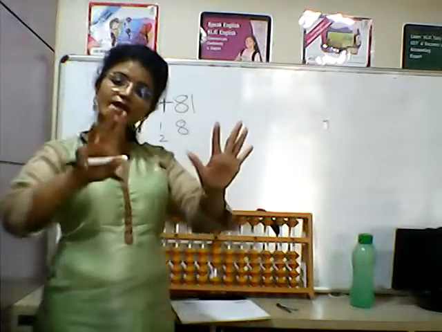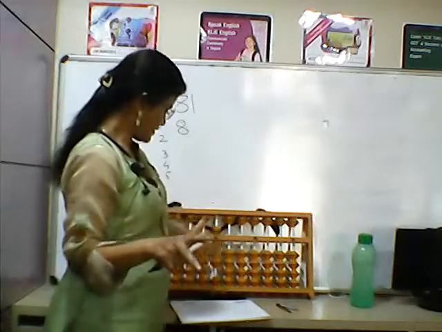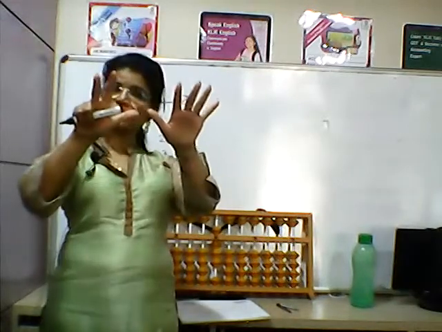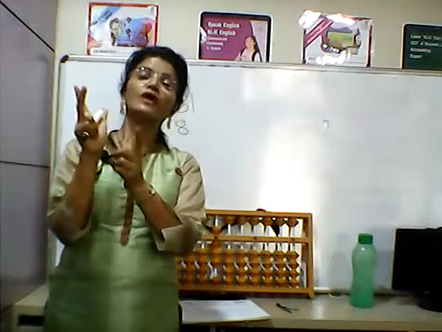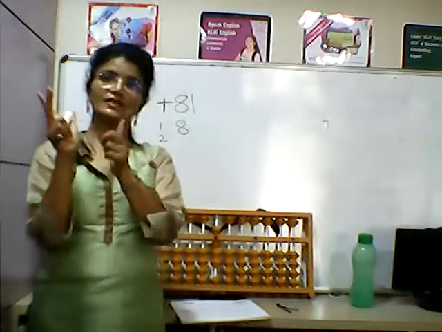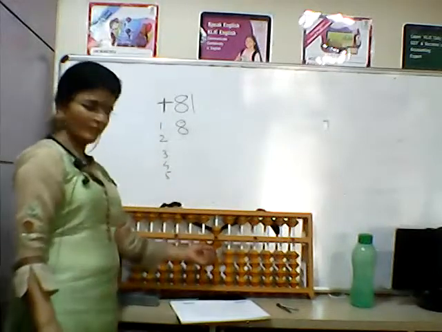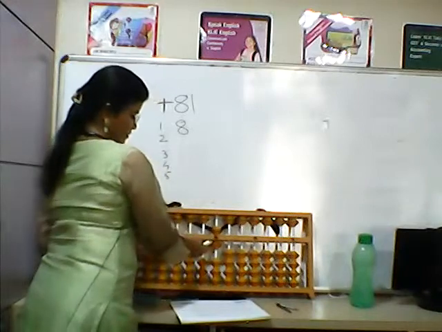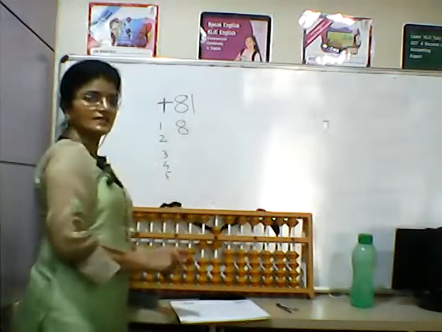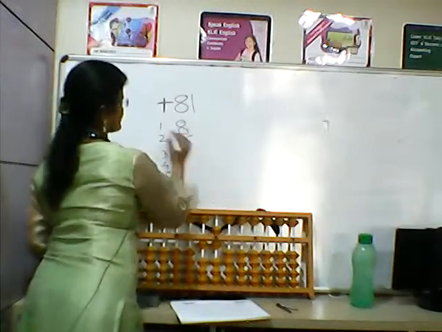Then again 8. 5 and 3. Close action. Can you do 5 and 3 close action? No. 8 ka friend minus 2. Minus 2 plus 10. That is 1 and 6. 16.